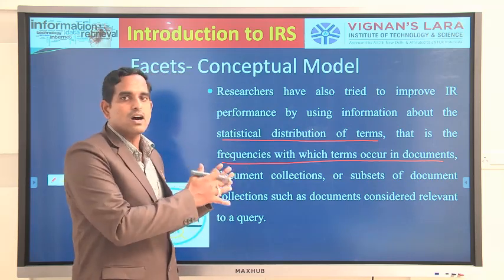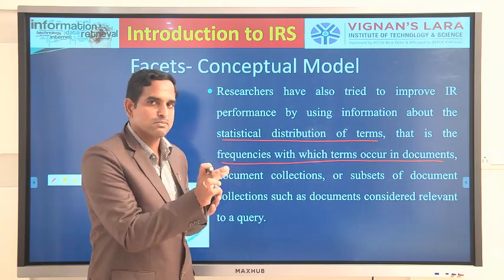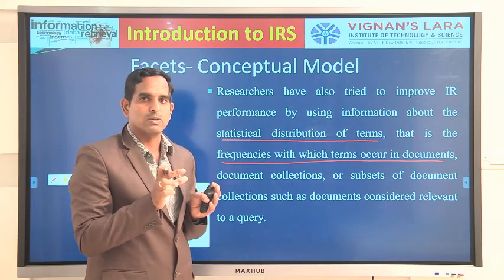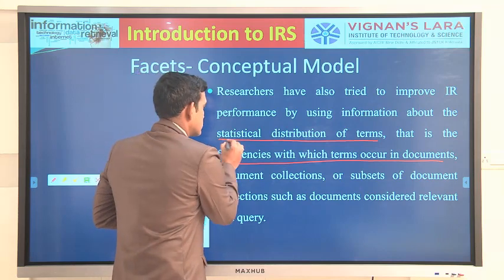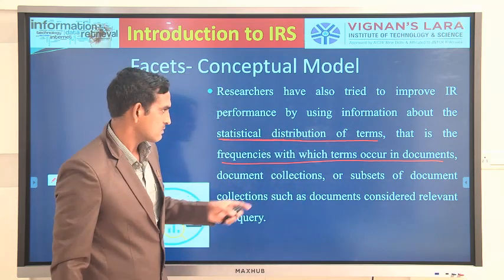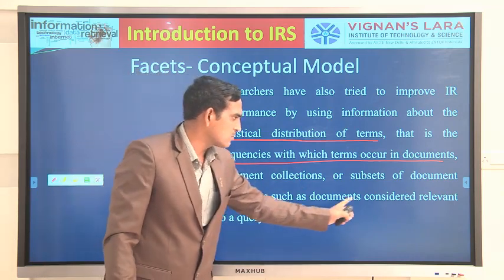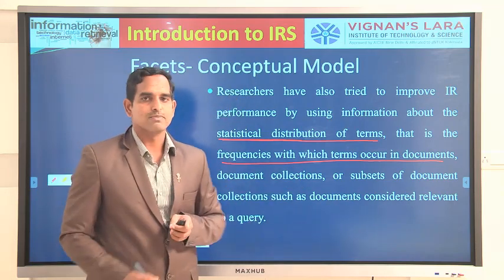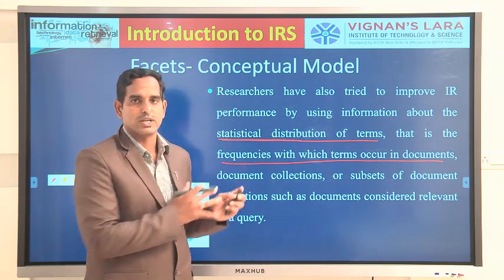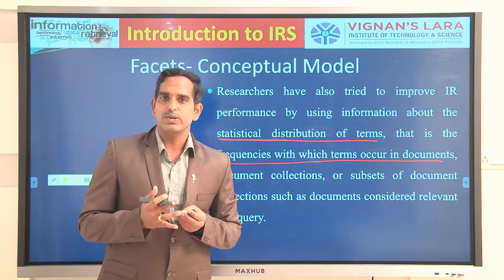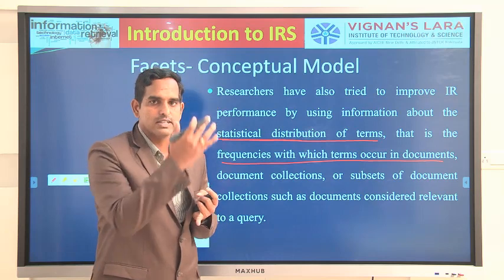In a similar sense, all the documents will be scanned for a particular word, that is, how many times "information retrieval" is present in all the documents. That frequency will be noted here, so that statistical distribution will be used. This applies to document collections, or other collections such as documents considered relevant to a query. For a particular query, which are the documents related to it? So for a particular keyword, how many documents have relevancy?